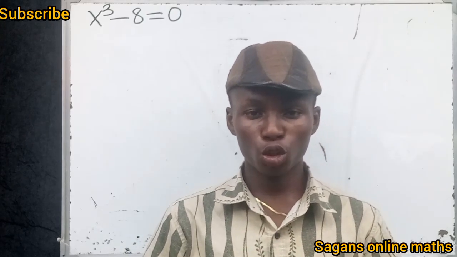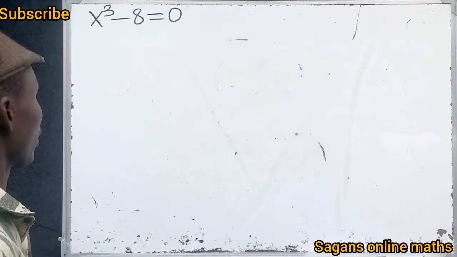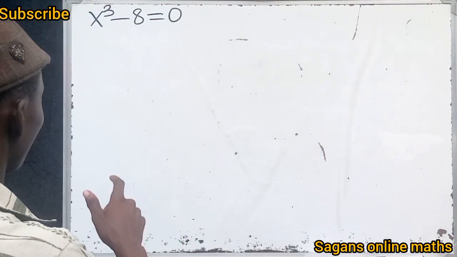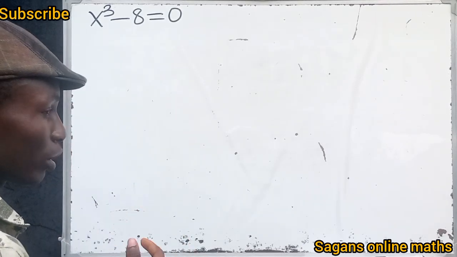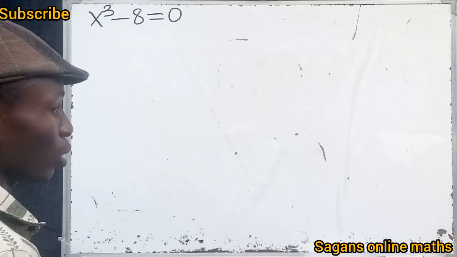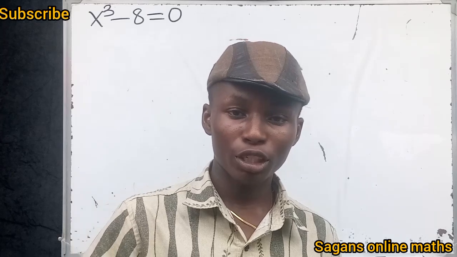Let's solve this simple question on the board. Now look at what we are doing. We have x to the power of 3 minus 8 equals 0. We all know that the value of x is 2. How? By adding 8 to both sides and putting 8 in index form, then equating the power. We'll see that x is equal to 2. But have you thought of another way you can solve this problem and have 3 solutions?